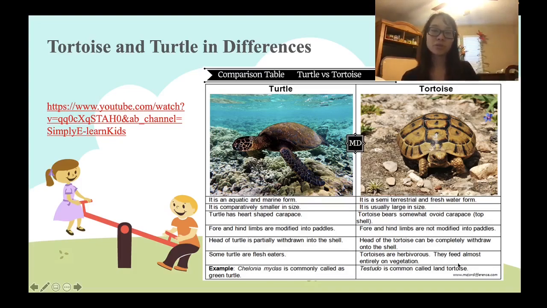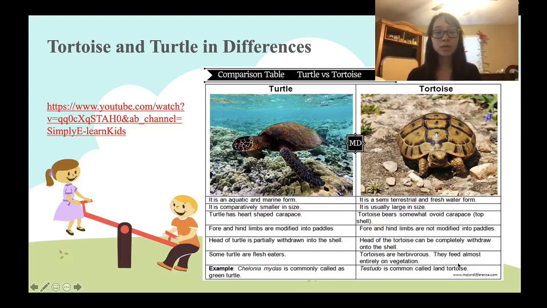It means top shell. For their legs, the turtle, you see, fore and hind limbs are modified into paddles. It helps them to swim. For the tortoise, their feet are not modified to paddles because they live most of the time on land. The head of a turtle is partially withdrawn into the shell, whereas the tortoise can be completely withdrawn into the shell.